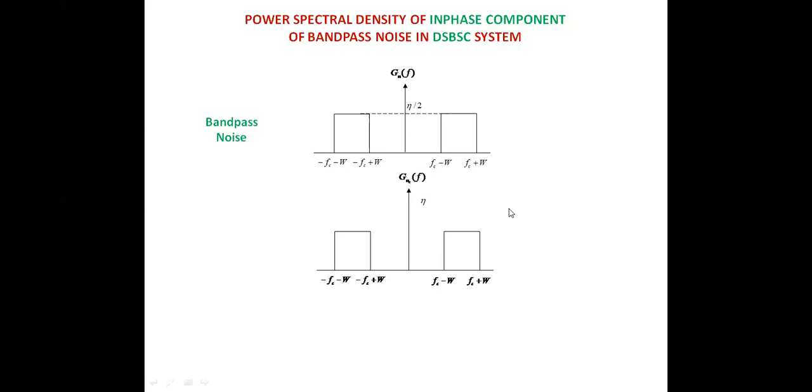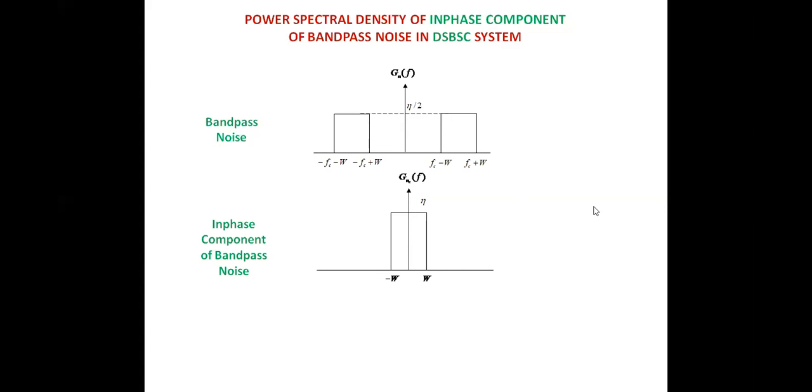So I'll show the same thing through some animations. Okay, see, like that, when these two are shifted left and right, the portions which are shifted to the center will be overlapping and giving us a magnitude of eta. So this is the power spectral density of the in-phase component of the input bandpass noise, isn't it? It's very simple. Let me show once again.